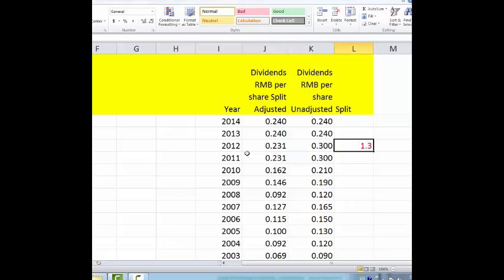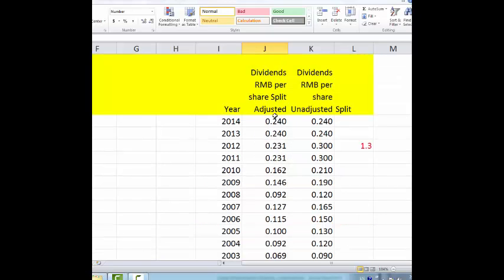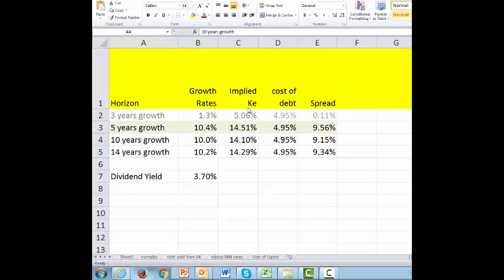But in 2012 there was a stock dividend. So this was a split. Holders of 10 shares were issued 3 new shares for free. So in order to calculate the dividend for growth purposes correctly, I've divided all of the dividends prior to 2012 by 1.3, the amount of the split, in order to give correct split adjusted basis for dividends. And you can see here the implied cost of capital from my dividend growth rate.